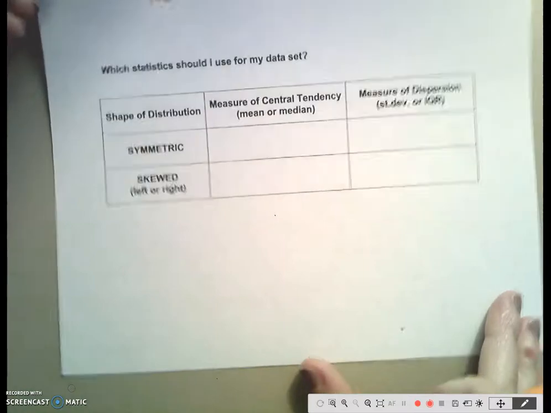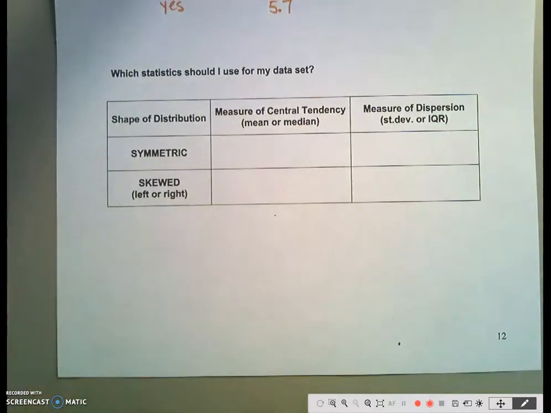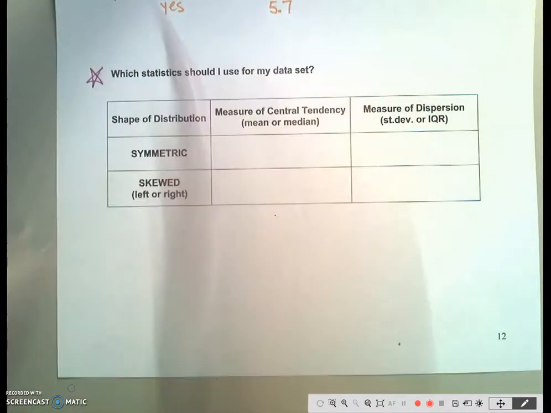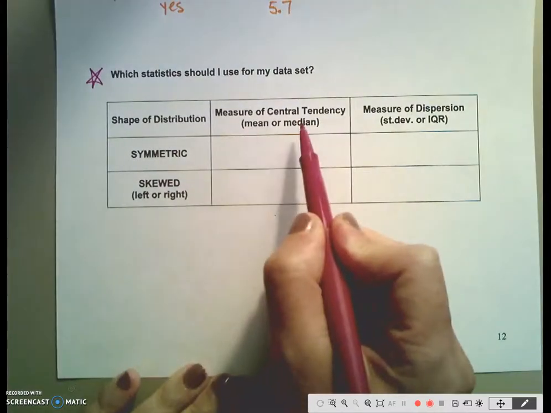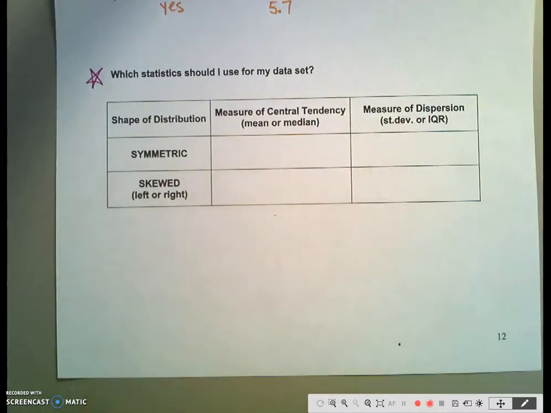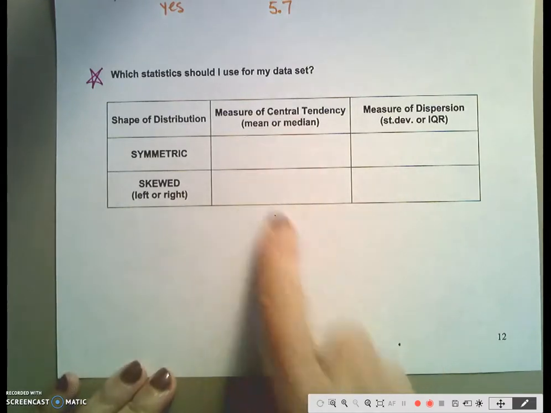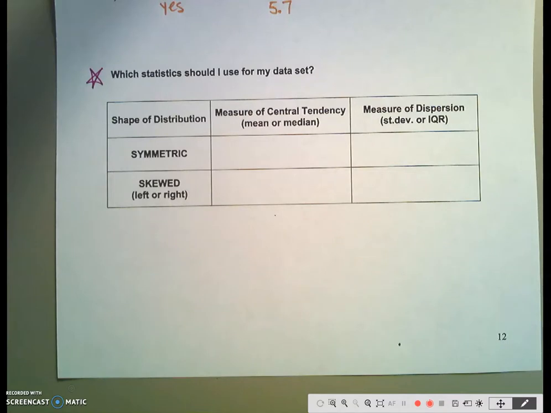All right, the last thing we want to talk about is which statistics should I use for my data set? Should I use mean or median? Should I use standard deviation or IQR? So now is the time, where you already know this with mean and median. We've already talked about that, but now we've got to talk about measures of spread or dispersion. You should know that measures of center and measures of dispersion come in sort of married pairs. They're always side by side.